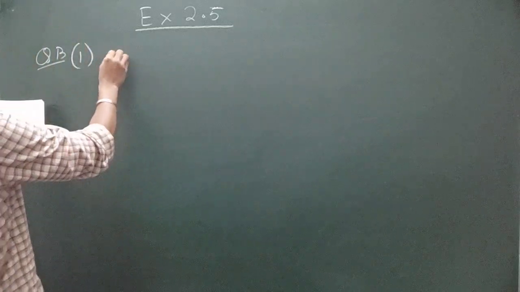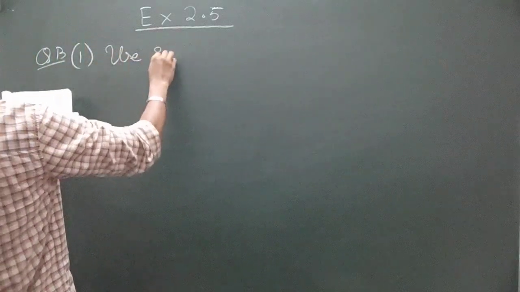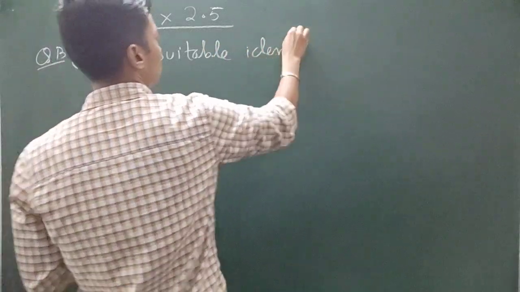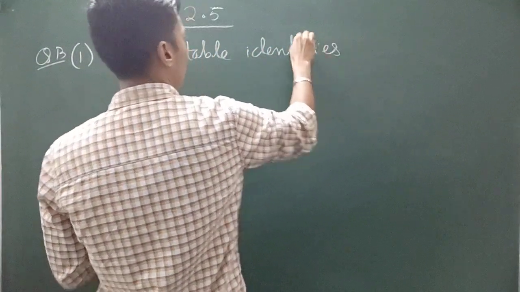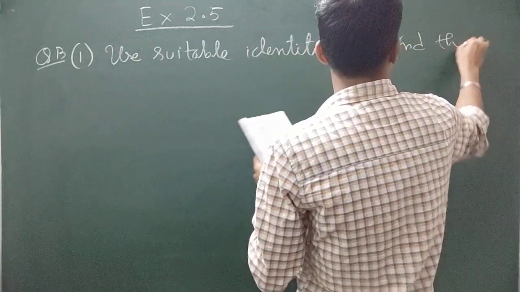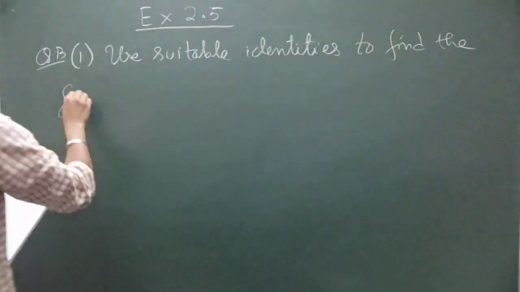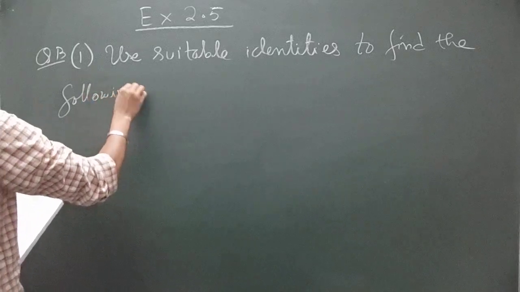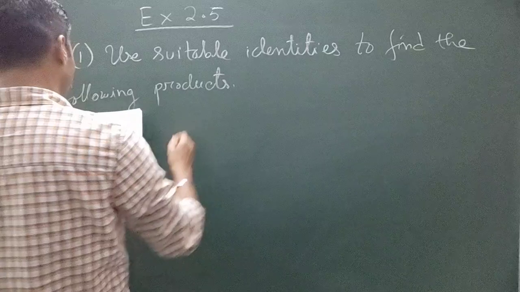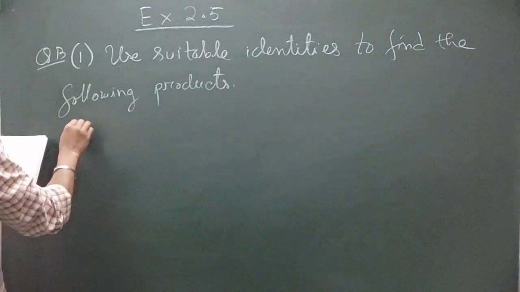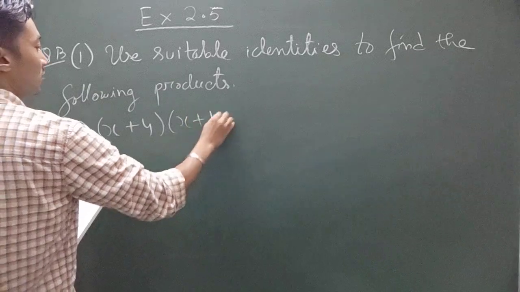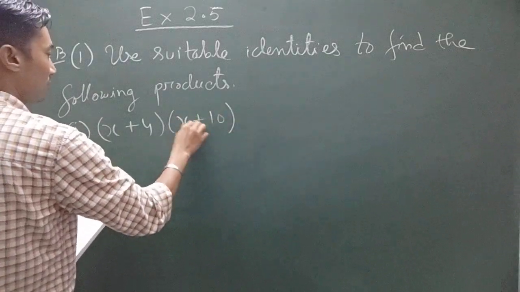So now, question number 1: use suitable identities to find the following products. Number 1 is (x + 4)(x + 10). So this is the first problem for us.